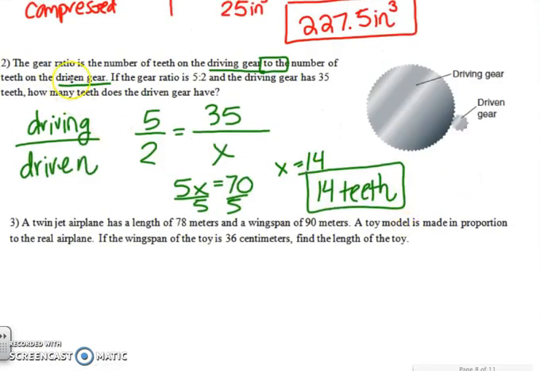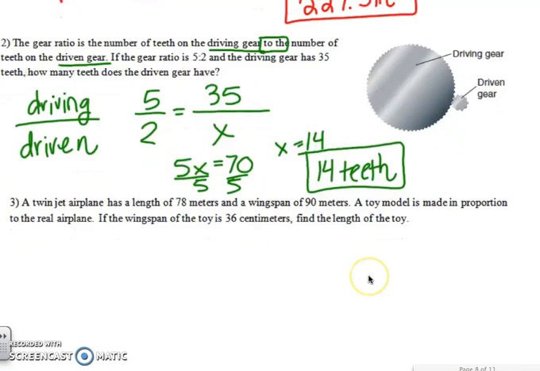Number 2 is talking about a gear ratio. It is the number of teeth on the driving gear to the number of teeth on the driven gear. So again, my keyword there was ratio and to the. So my driving gear was on top over my driven gear on bottom. Okay, so then they gave me 5 to 2, and then they told me the driving gear. So I know driving goes on top, so I put 35 on top, and then it wants to know the driven, how many teeth does the driven gear have. So again, once you cross multiply, you should get 14. So if we want to try a nice sentence, it could be the driven gear has 14 teeth. Okay. All right.